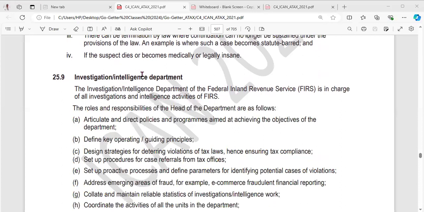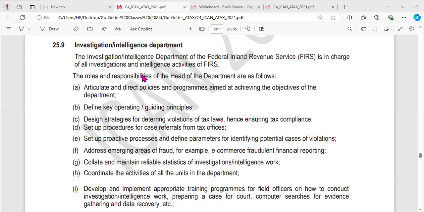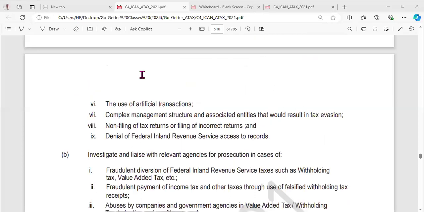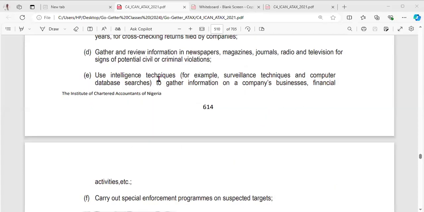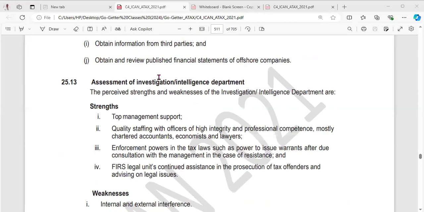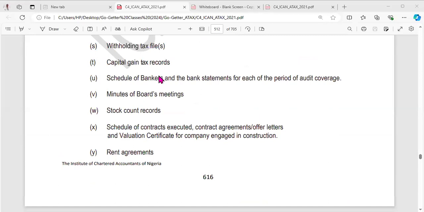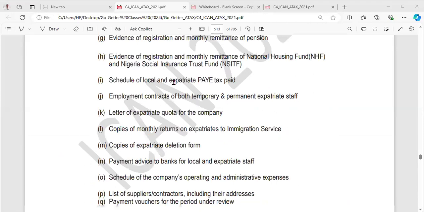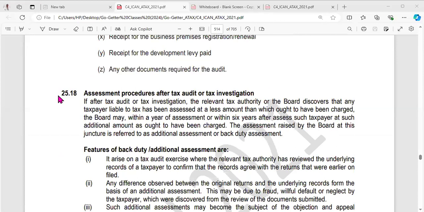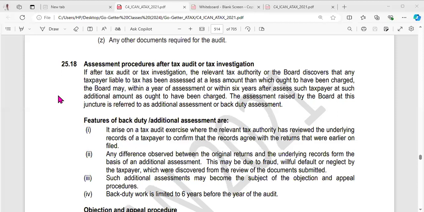Okay, so these are some of the things we can look out for in the tax investigation. So the relevant things to look out for here is what is the difference between tax audits and tax investigation? What are the types of tax audits? We have the desk audits, we have the field audits. And how is tax audit different from tax investigation? What are the steps taken for tax audit and for tax investigation? These are some of the relevant things that will be asked in your examination.